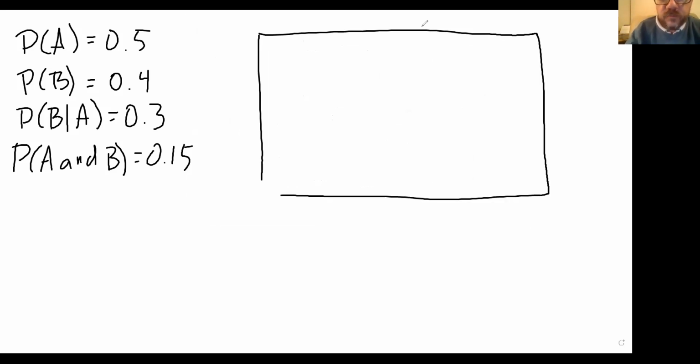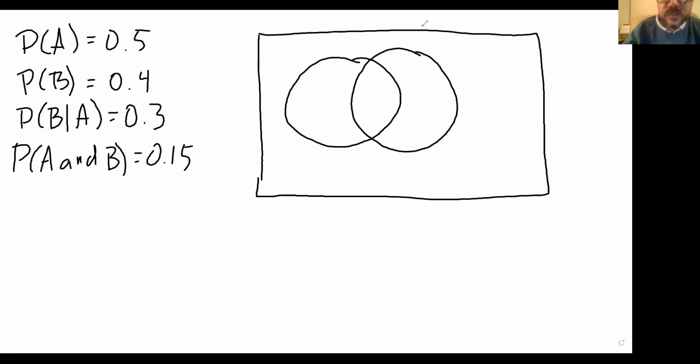I know the Venn diagram picture I had in the notes didn't look exactly like this because it didn't have a box, but it should have had a box. Now I'll show you why. This is going to be A, and this is going to be B. So what I want to do is fill out a Venn diagram for these events, because it'll help us visualize a bunch of stuff, but I'll show you in just a second.